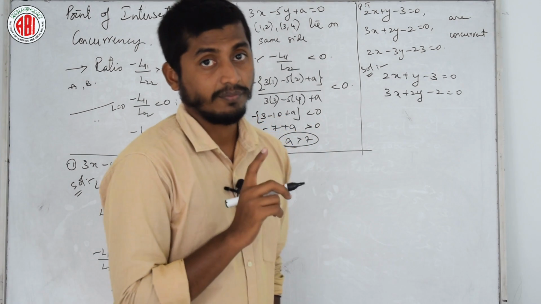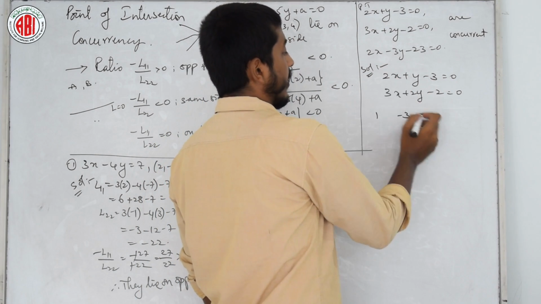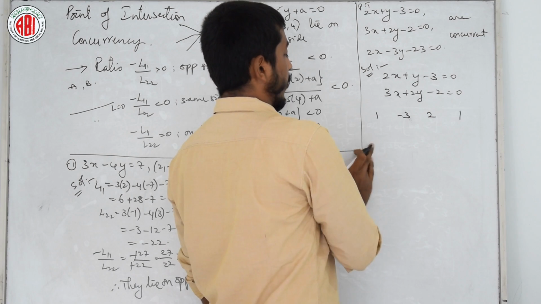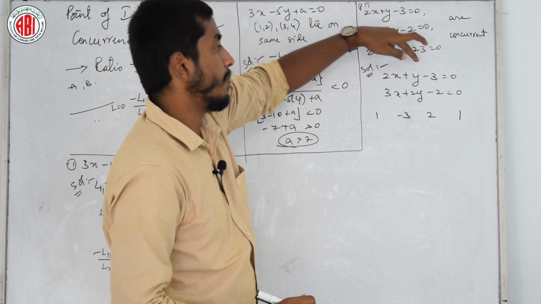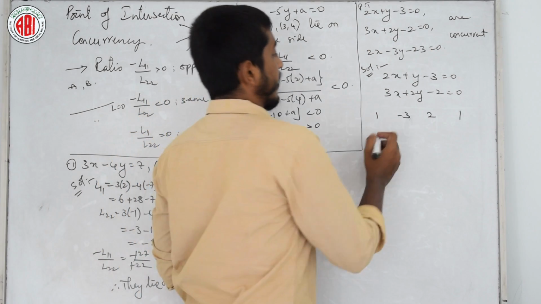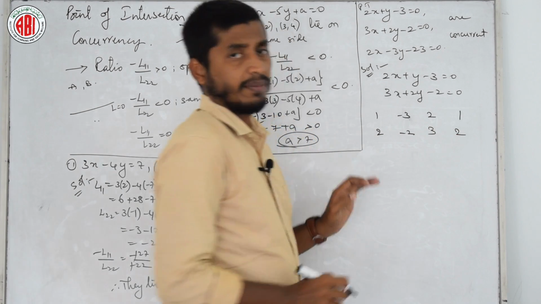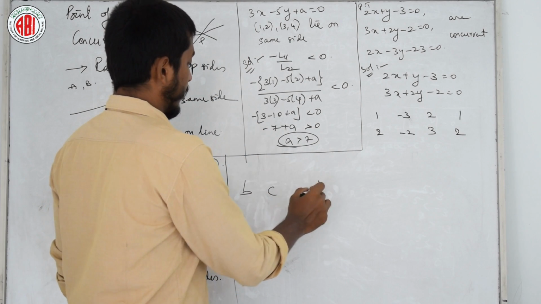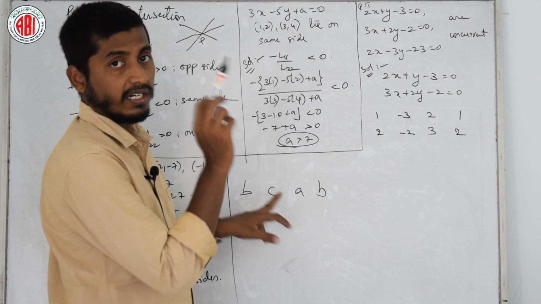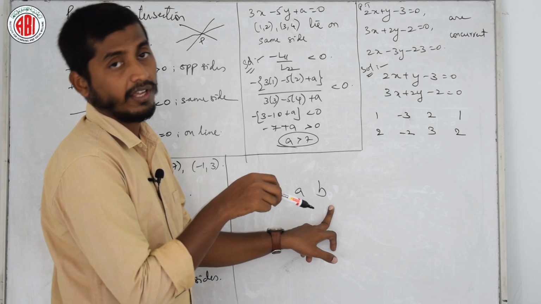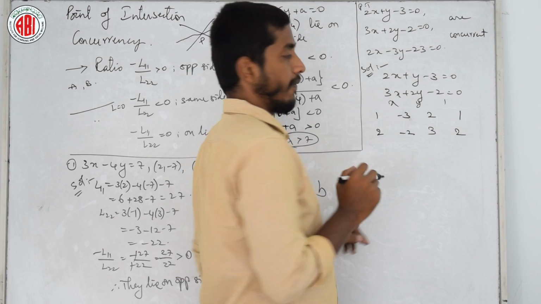Okay, remember the term. First, take y coefficient, then constant, then x coefficient, again y coefficient. Understood? This and this. B, C, A, B. Okay, the next, for the second equation, y coefficient, constant, x coefficient, y coefficient. Simply remember the term B, C, A, B. Start from the middle. Y coefficient, constant, x coefficient and y coefficient. Is it clear? Now, put x, y, 1 on the above.